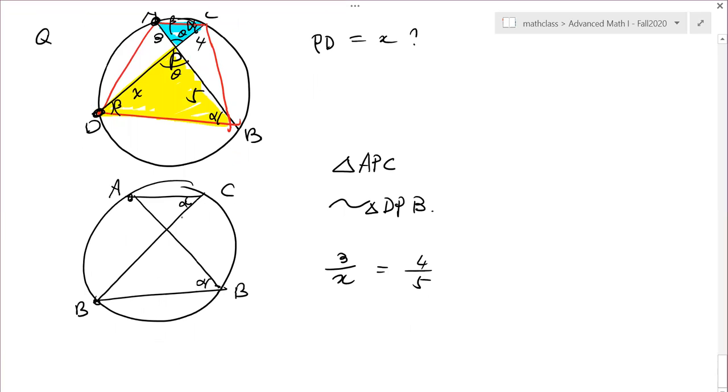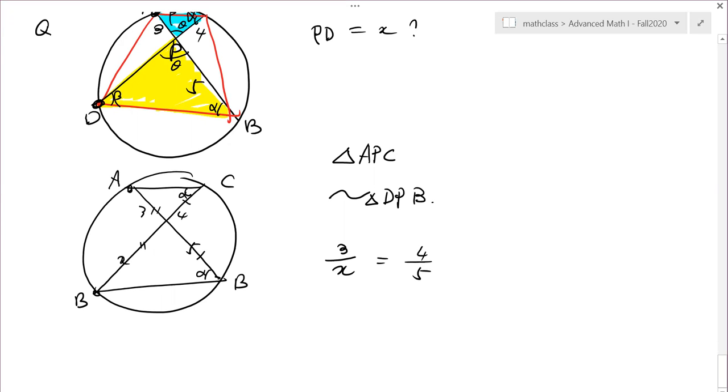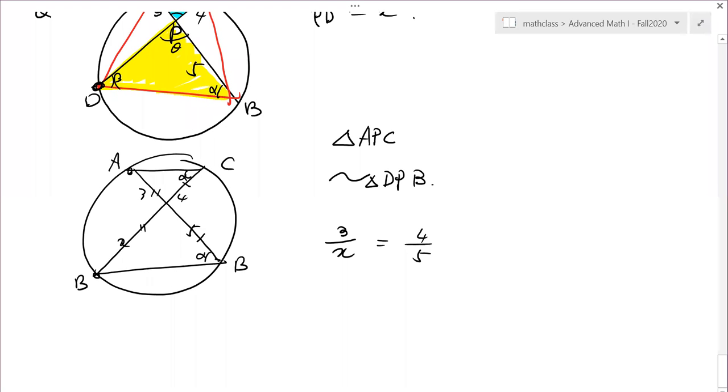Yeah, this is the 2 triangles here, right? 3 and 4 has the x and the 5. So those 2 sides are corresponding to each other. These 2 sides correspond to each other. So that's why 3 over x equals 4 over 5. So x is going to be 3 times 5 over 4, 15 over 4, not 20 over 3.